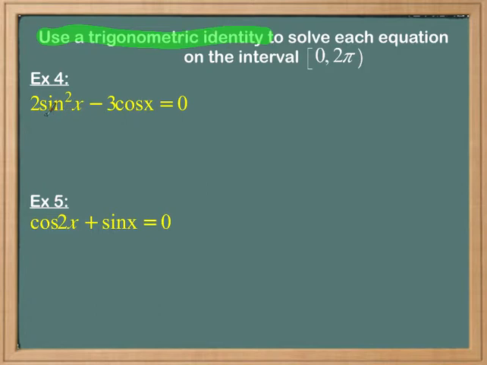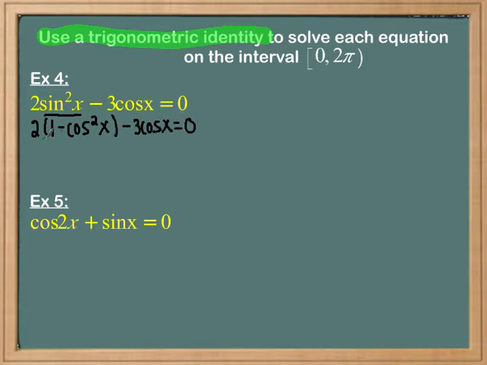Because I see this sine squared, I'm going to go ahead and use the Pythagorean identity to substitute the fact that sine squared plus cosine squared is equal to 1. Therefore, I can replace sine squared with 1 minus cosine squared. So what I have here is 2 times 1 minus cosine squared of x, minus 3 cosine of x, equal to 0. I'll go ahead and distribute that 2.